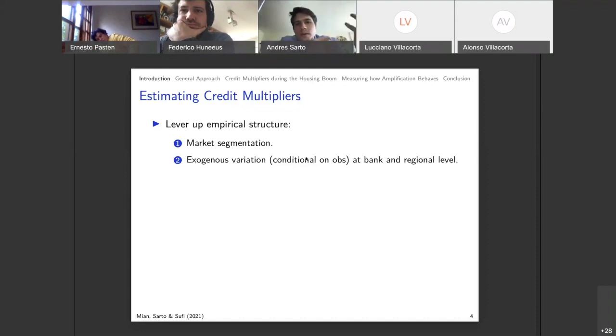Okay, so we need some type of market segmentation and some exogenous variation at the bank and at the regional level in our case, because we're looking at credit multipliers, but essentially some source of exogenous variation as well. Those two things are what's going to allow us to do this. And as Federico was mentioning, the market segmentation is going to be very important.